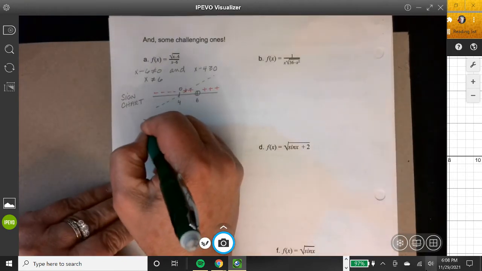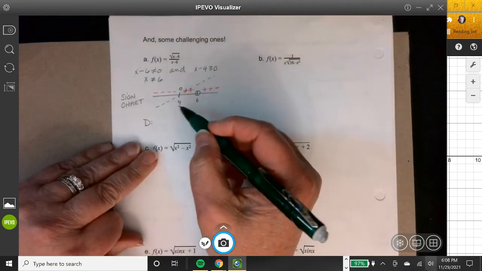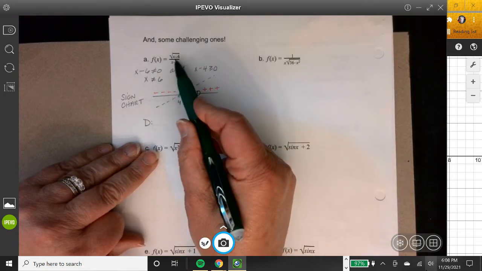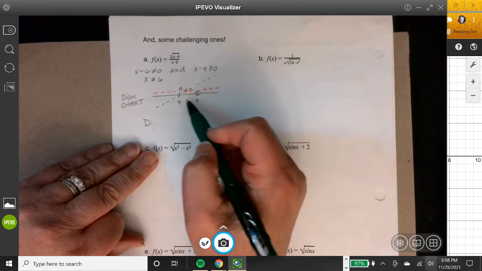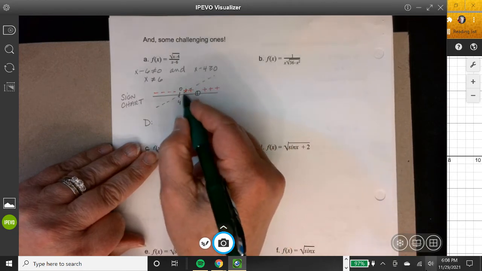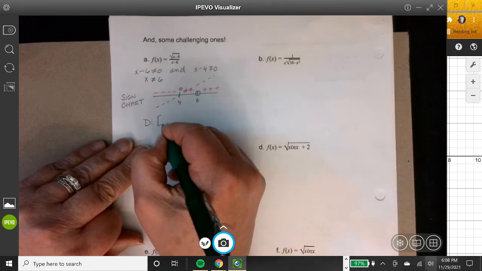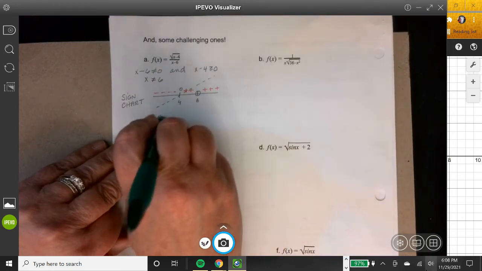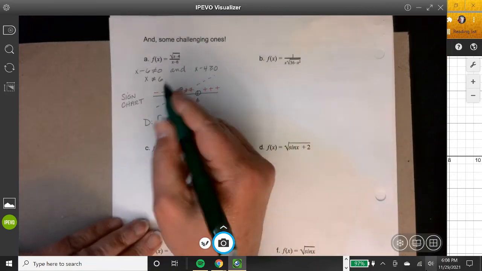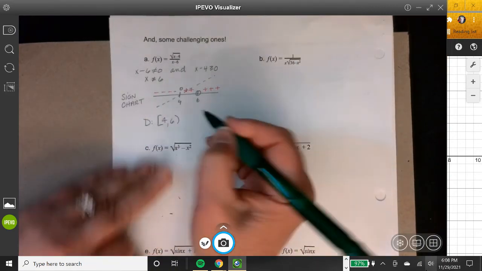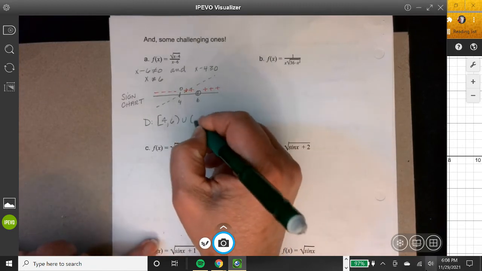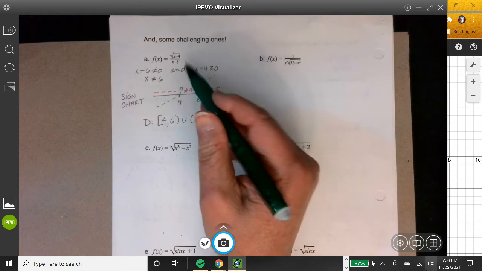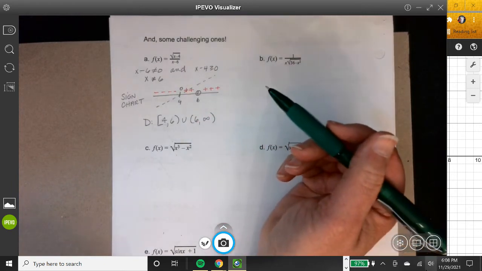So now I'm going to read the domain right off of the sign chart number line. So I can take the square root of the positive numbers here that aren't equal to 6. So my domain, and it can equal 0 too. So it's going to be from 4 to 6, exclusive, in union with 6 to infinity. And I've taken care of the denominator and the even root in the numerator.